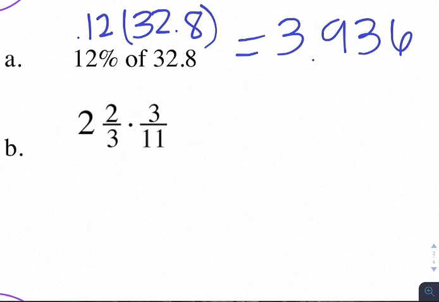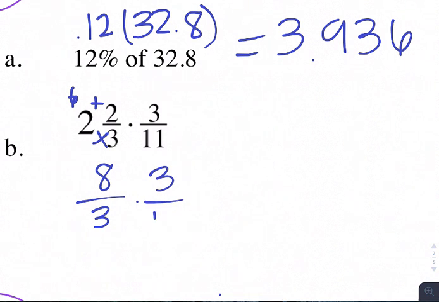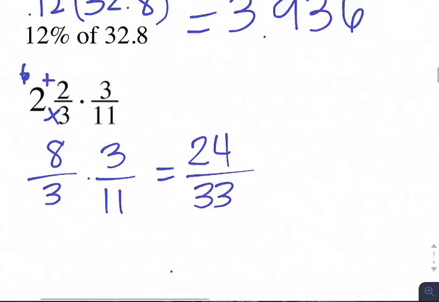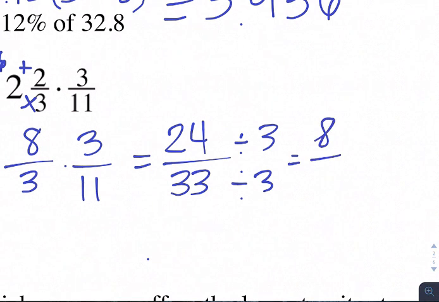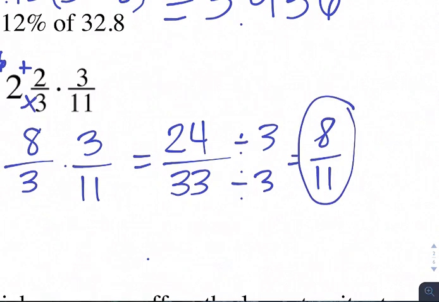Okay, and then the next one, we have 2 2/3 times 3/11. We can either use the rectangle, or we could put this into an improper fraction, which is what I'm going to do. So 2 times 3 is 6, plus 2 is 8. This becomes 8/3 times 3/11, and we just multiply across. We get 24/33. Both of those are divisible by 3. 24 divided by 3 is 8, and 33 divided by 3 is 11. And there's our answer.